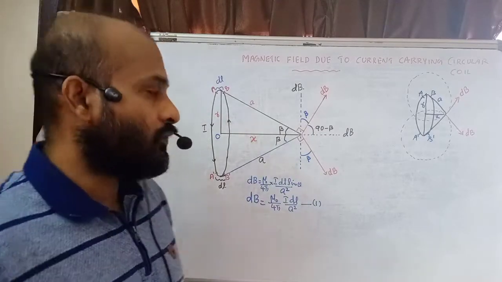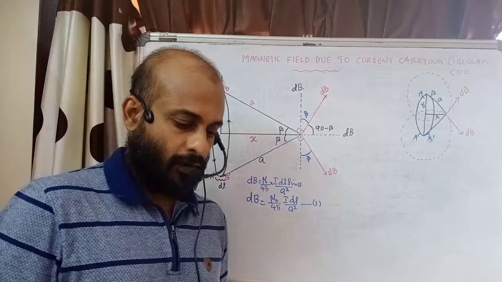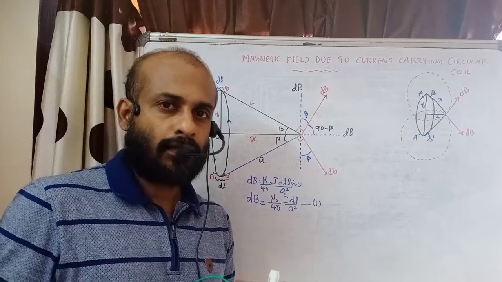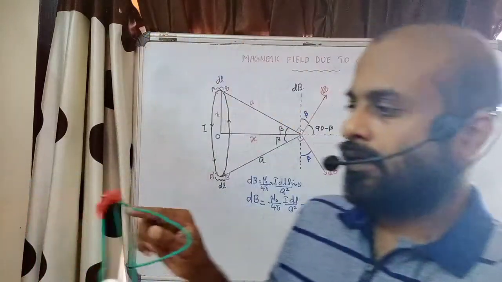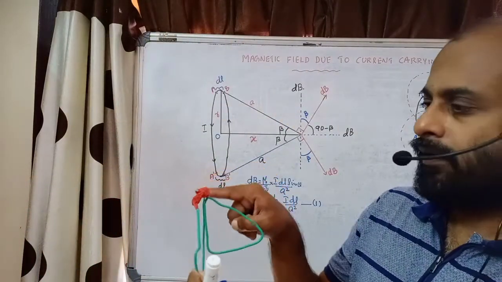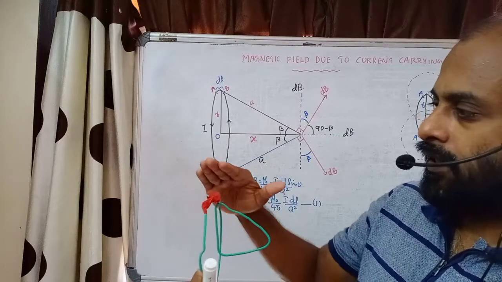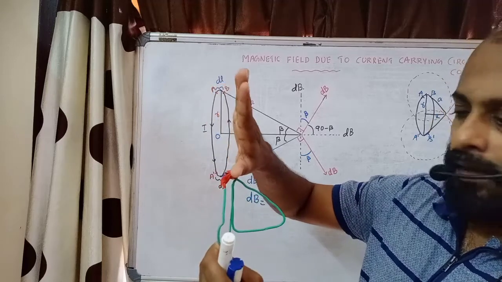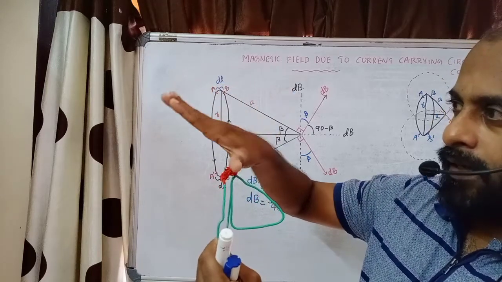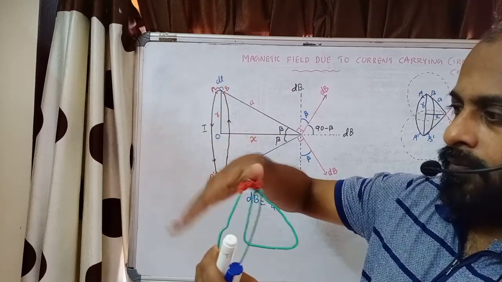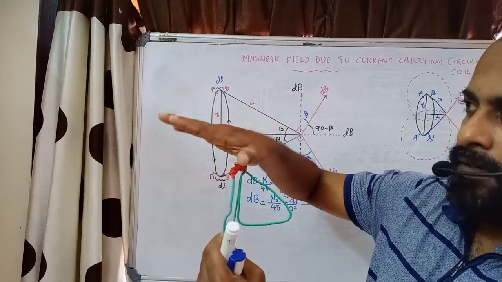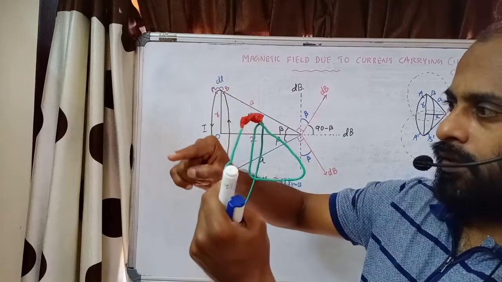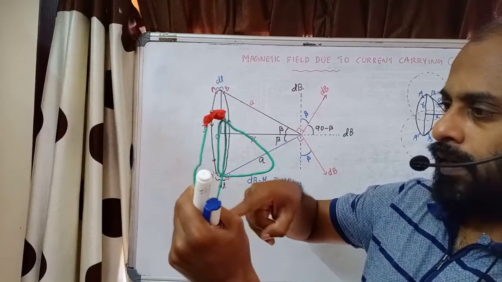Next, we need to see the direction of the magnetic field. To find the direction of the magnetic field, we need to apply the right-handed thumb rule. In this case, this is the element, and the element is carrying current in this direction. For this element, I need to place my thumb like this and grasp in a circular path. When I grasp, I am getting a circular path. This circular path is indicating the magnetic field line. Now the circular path should touch, it should come like this at this point.